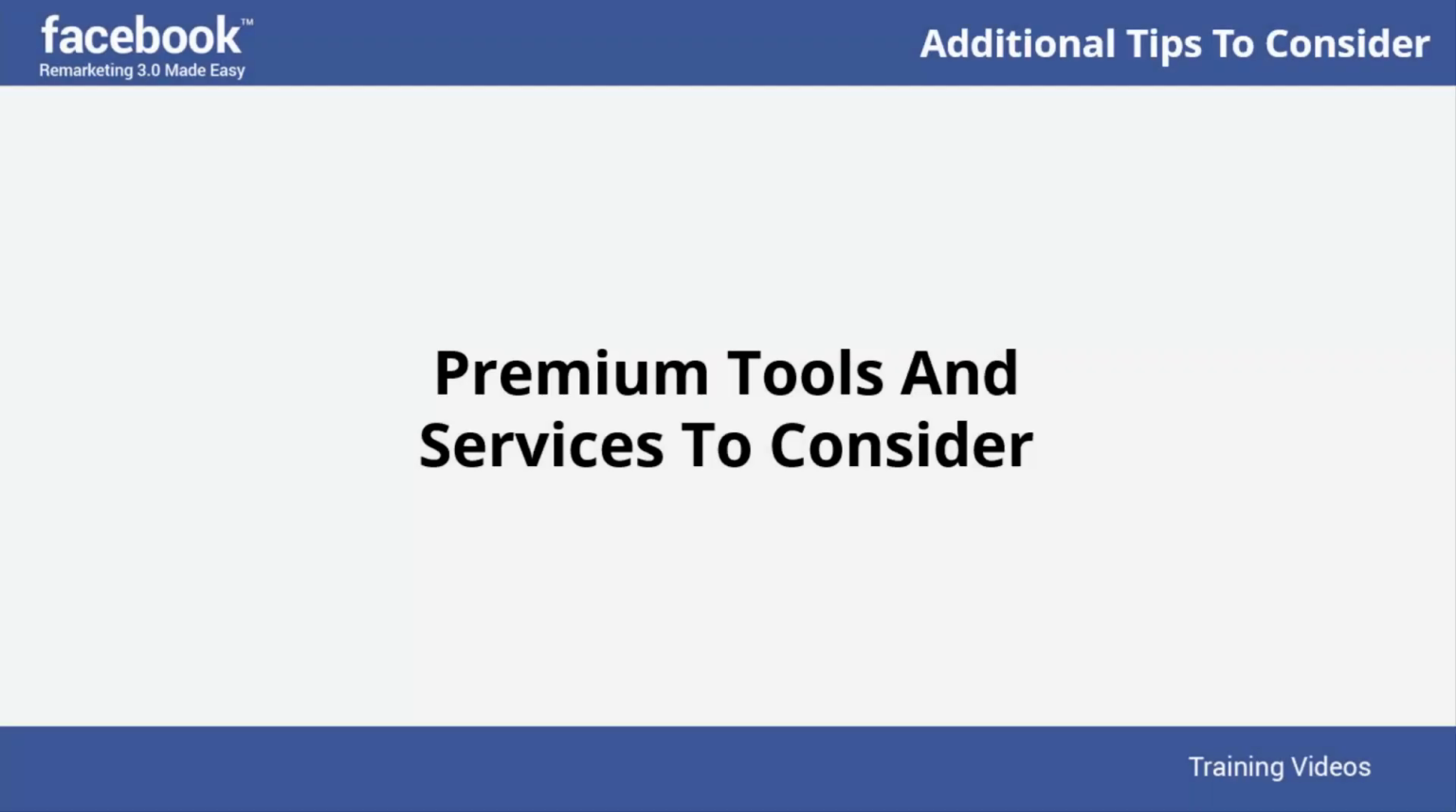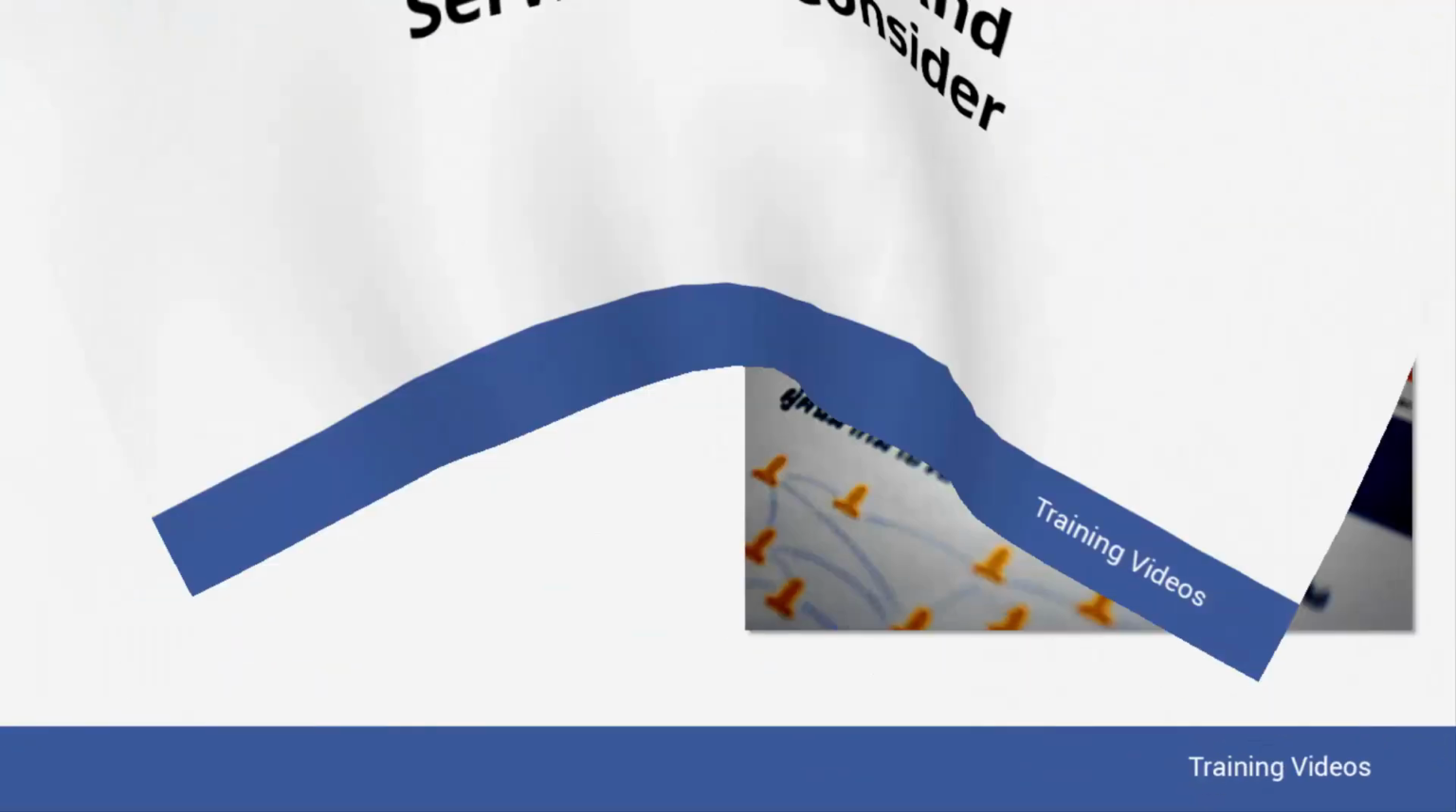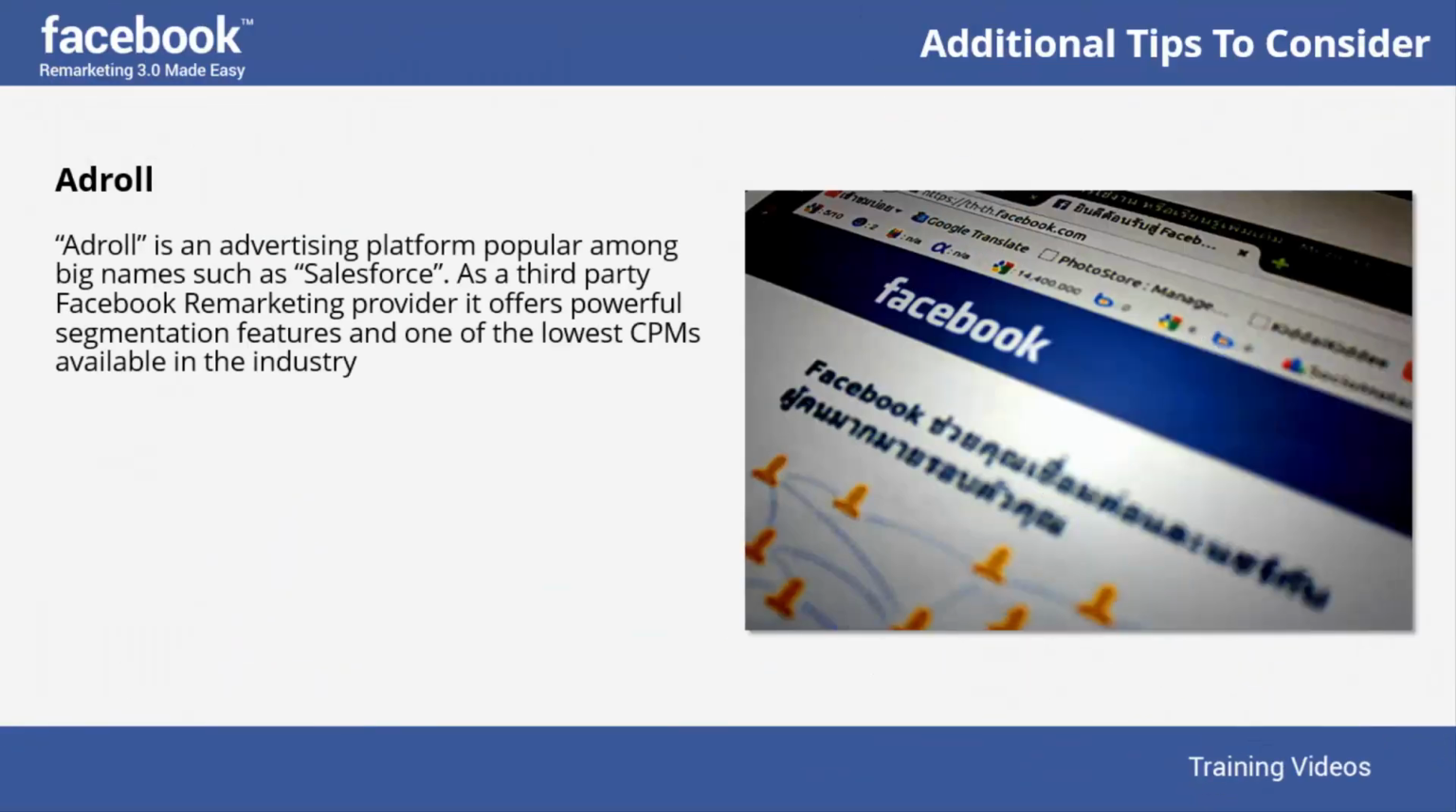Premium tools and services to consider. AdRoll. AdRoll is an advertising platform among big names such as Salesforce. As a third-party Facebook remarketing provider, it offers powerful segmentation features and one of the lowest CPMs available in the industry.